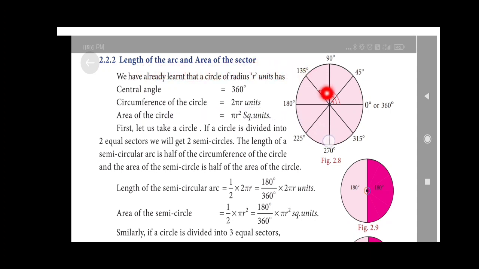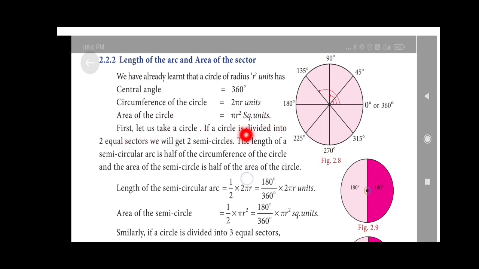First, we know the central angle of a circle is 360 degrees. If you draw a circle, it ends at the starting point. So the whole angle is 360 degrees. Then the circumference of the circle is 2 pi r units. So we know the formula, 2 pi r. Then the area of the circle is pi r square units.